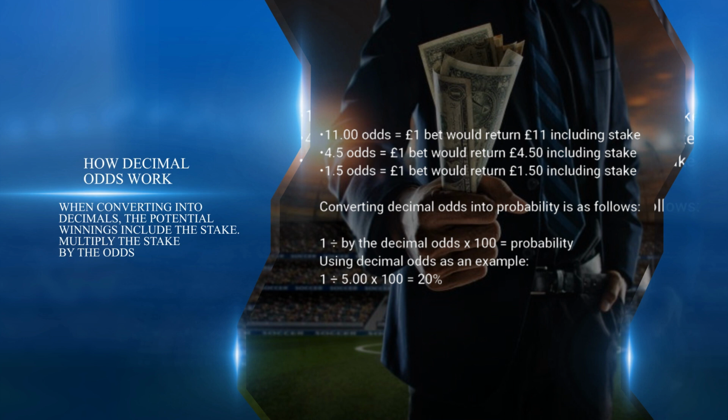1 divided by the decimal odds times 100 equals probability. Using decimal odds as an example, 1 divided by 5.0 times 100 equals 20%. This means that odds of 5.0 on the exchange imply a 20% chance of winning. But remember that betting sites rarely bet to 100%, so they actually think the chances of the selection winning are slightly less.